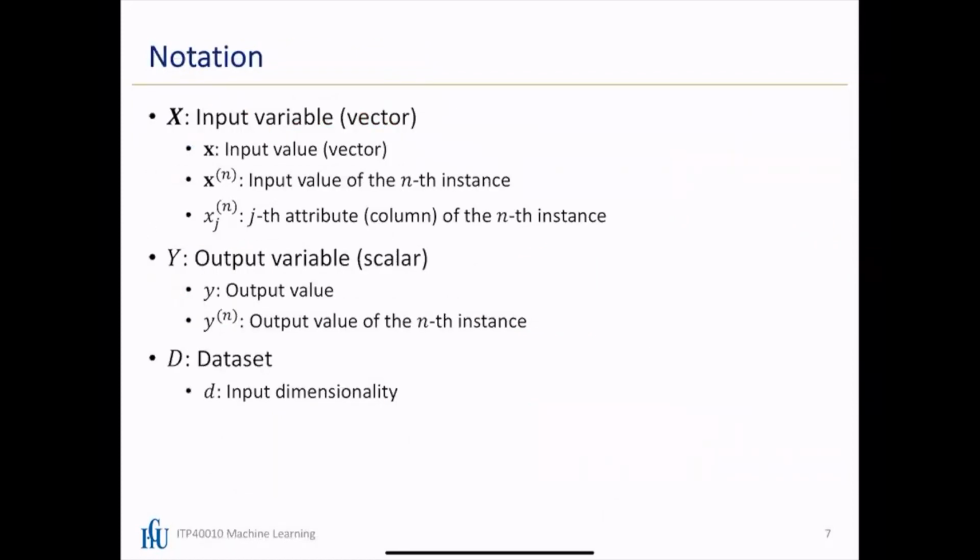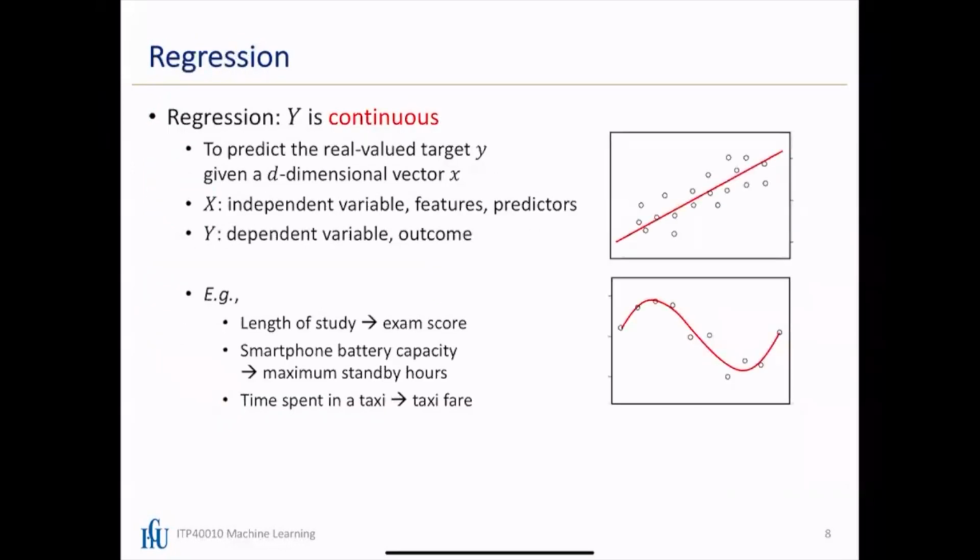Speaking of the notation, we have defined all these already. X is the input, Y is the output, and we are talking about the cases where the output is a single dimension, so the output value is a scalar. The input is given as a vector. Capital D is used to denote the data set, and small d is used to represent the input dimensionality. Regression means the Y value is continuous, and we want to predict the real-valued target Y given the d-dimensional input vector X.